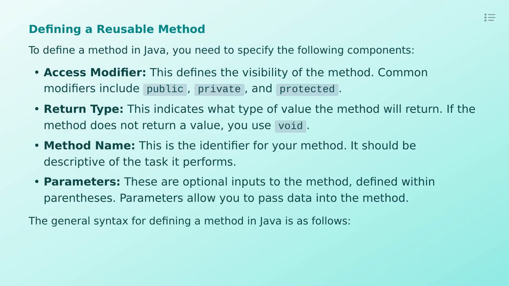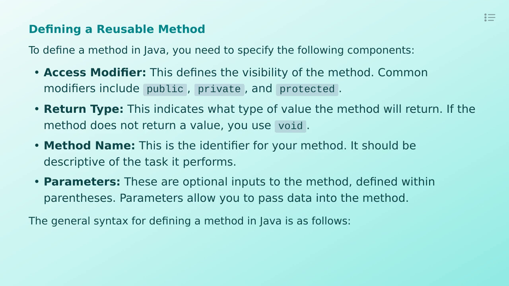Now, defining a reusable method. To define a method in Java, you need to specify the following components. Let's walk through the main points. First, access modifier. This defines the visibility of the method. Common modifiers include public, private, and protected. Next, return type. This indicates what type of value the method will return. If the method doesn't return a value, you use void.